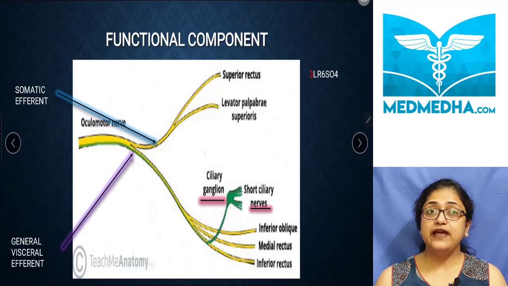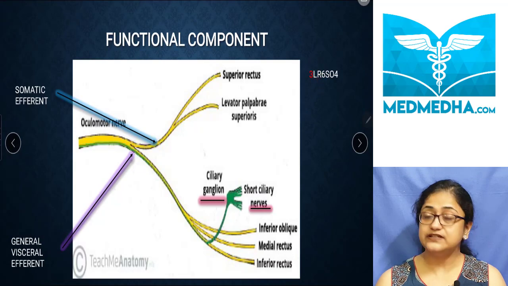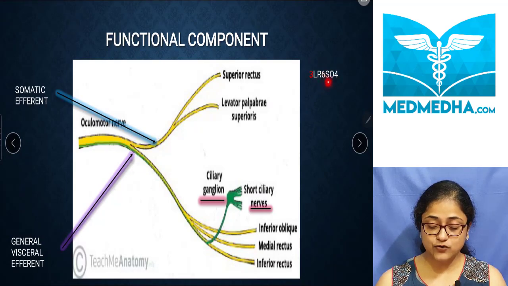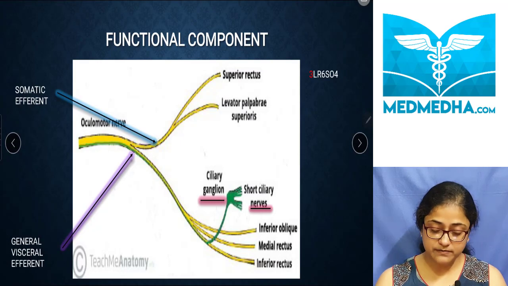That means all extraocular muscles are supplied by the oculomotor nerve except 2 muscles. One is the LR, the lateral rectus, which is supplied by the 6th nerve, and the other is the SO, the superior oblique, which is supplied by the 4th cranial nerve. So this is the formula that you have to remember when you study the 3rd, 4th and 6th nerves as well as the extraocular muscles.